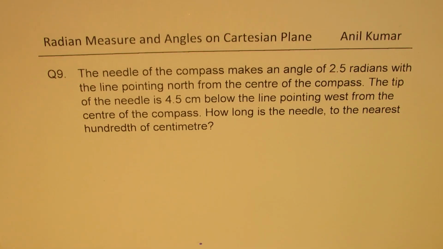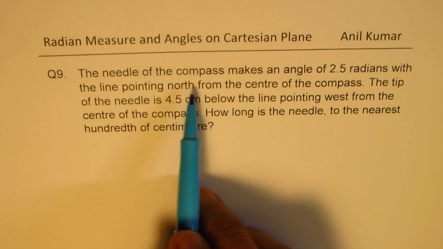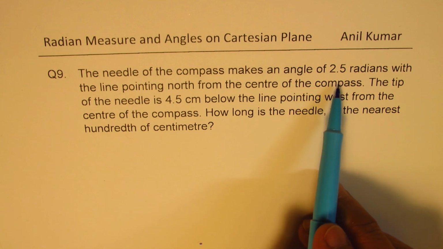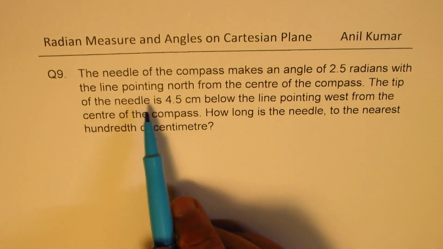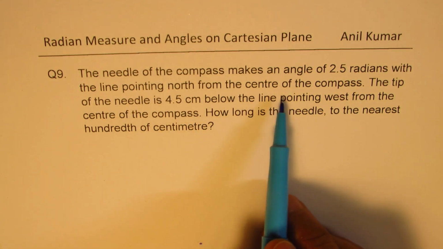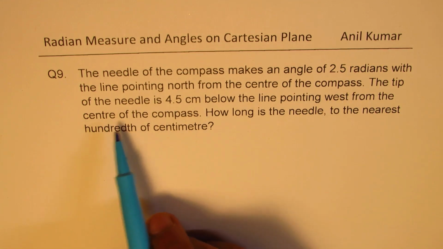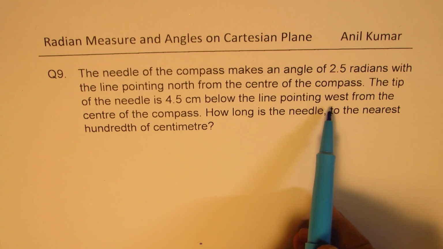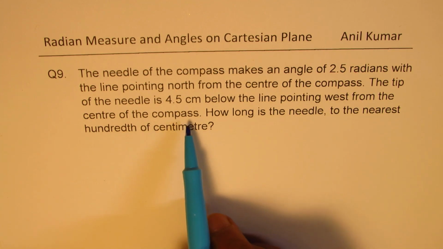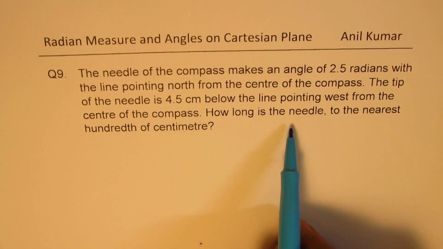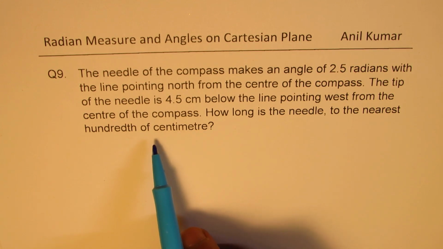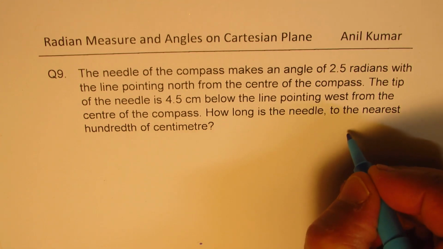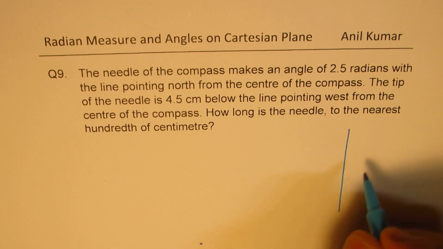Question number 9 here is: the needle of the compass makes an angle of 2.5 radians with the line pointing north from the center of the compass. The tip of the needle is 4.5 centimeters below the line pointing west from the center of the compass. How long is the needle to the nearest hundredth of a centimeter? So let's sketch the scenario.